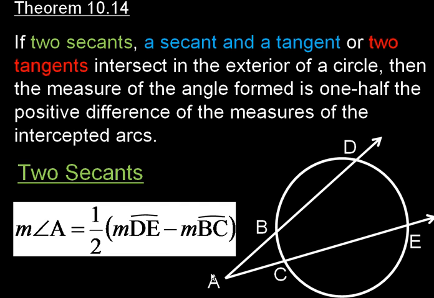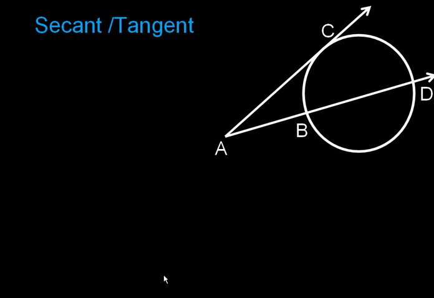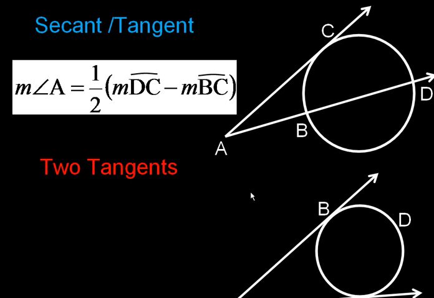The measure of angle A right here that's outside the circle is 1/2 the measure of arc DE minus BC. Notice DE is the bigger arc, and if you subtract BC from it, 1/2 of whatever's left is the measure of angle A. Now let's look at a scenario where we have a secant and a tangent. Here we have tangent AC and secant AD. The measure of angle A would again be 1/2 the measure of arc DC, the bigger arc, minus BC, which is a smaller arc. Now here's the last scenario, two tangents.